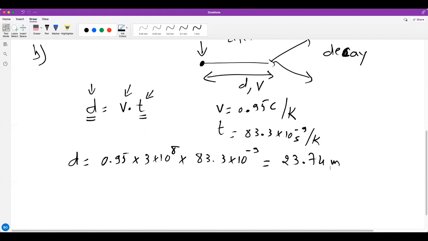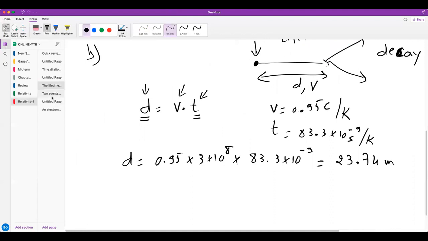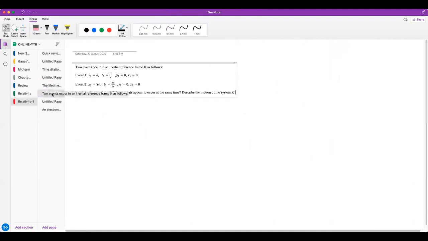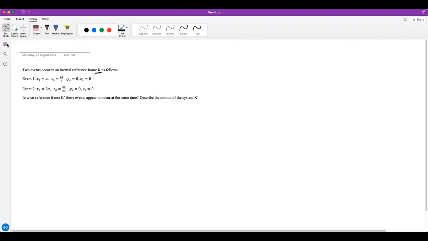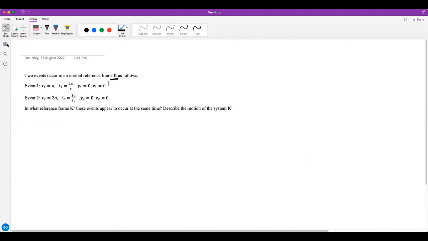Okay, let's go to another example. This example is also very interesting. Here we have two events that are occurring in inertial reference frame K. So one event has this coordinate, and the other one has this coordinate. You can see that the two events are not occurring at the same time.